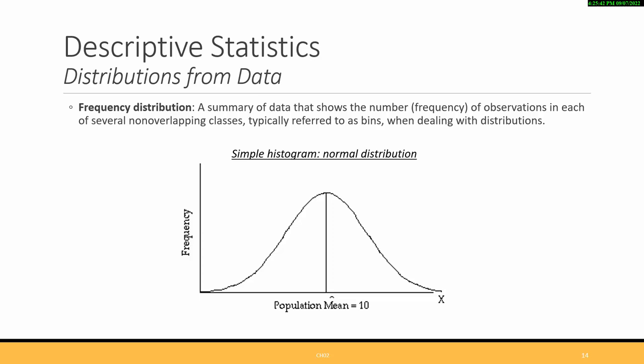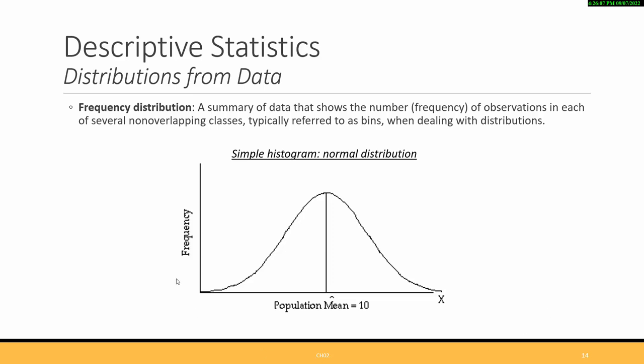Hello, in this video we'll talk about descriptive statistics. So first of all, let's get a sense of the distributions from the data. One common way people do this is frequency distribution. So basically you summarize your data, which shows how many of the observations are lying in each of the non-overlapping bins or categories.